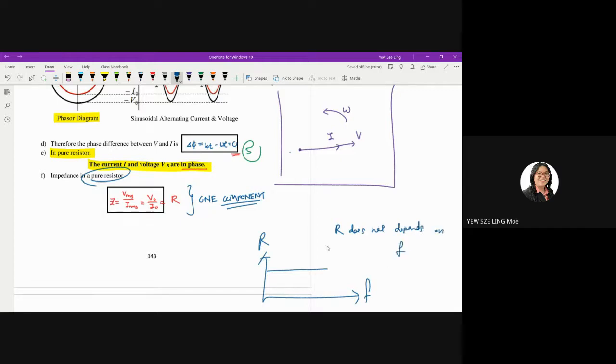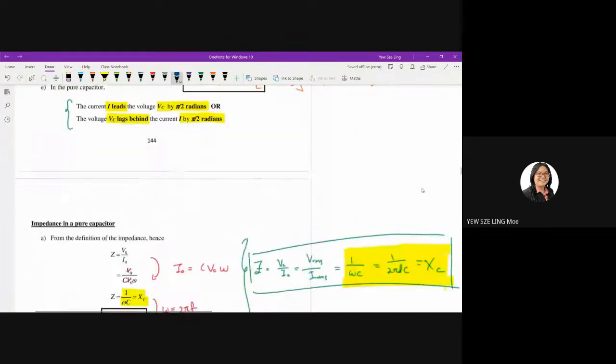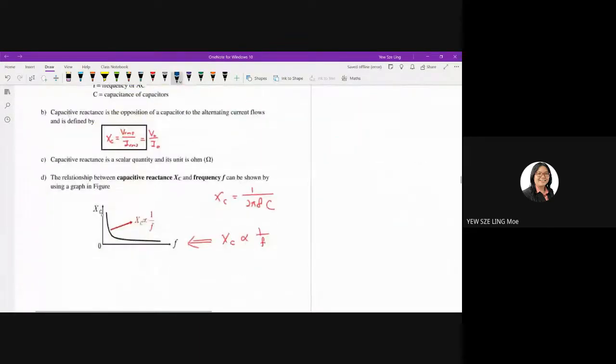So the one that depends on F is your XC. So that is the graph for R. Okay, so for XC, it has been given here. So XC against F, that is the graph that you get. Okay, because of here, inversely proportional.